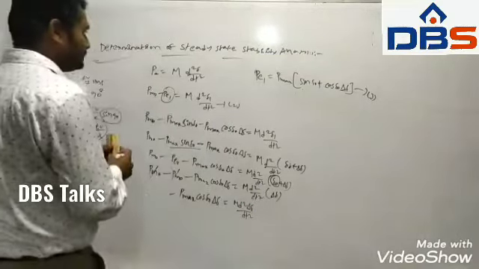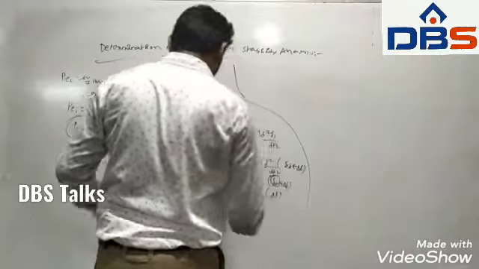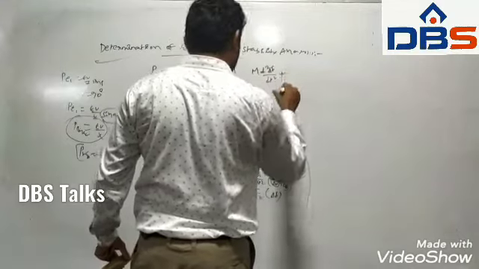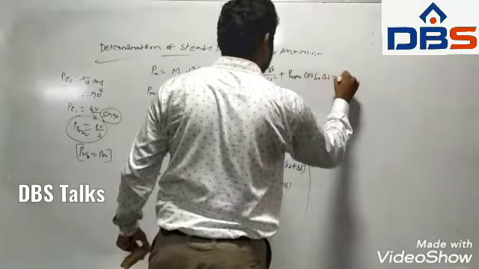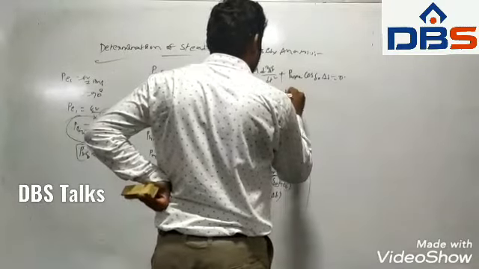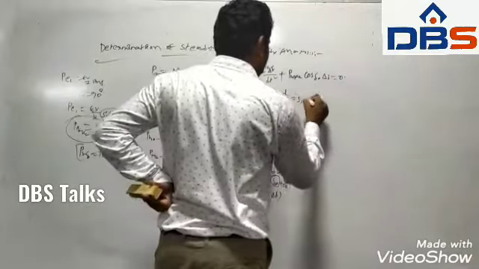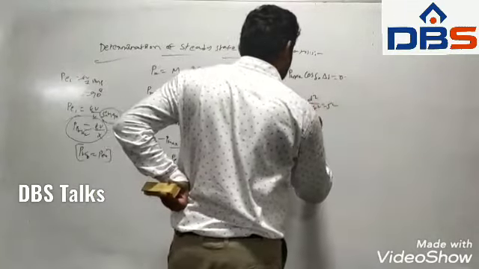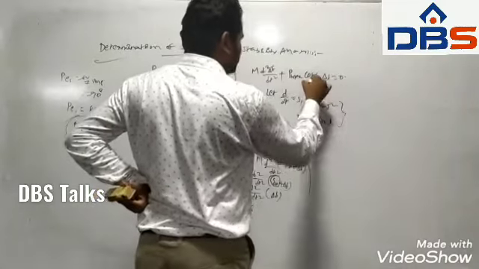So from this one we are writing m into d square delta delta by dt square plus P maximum into cos delta naught delta delta is equal to 0. So from this equation, let d by dt is equal to s. Here we are assuming some condition, that is d by dt is equal to s. So from this, d square by dt square is equal to s square. So substitute these two, and P maximum into cos delta naught is equal to k.